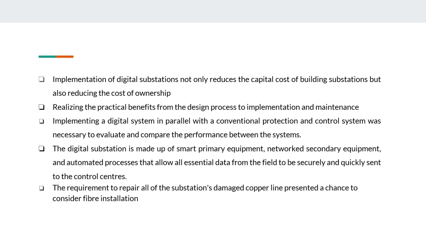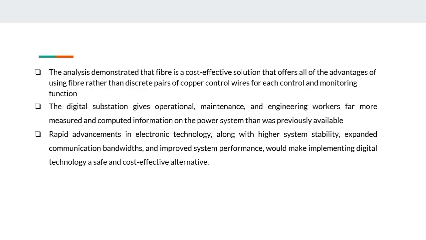The requirement to repair all of the substation's damaged copper lines presented a chance to consider fiber installation. The analysis demonstrated that fiber is a cost-effective solution that offers all of the advantages of using fiber rather than a discrete pair of copper control wires for each control and monitoring function. This is not available via traditional copper cable methods.